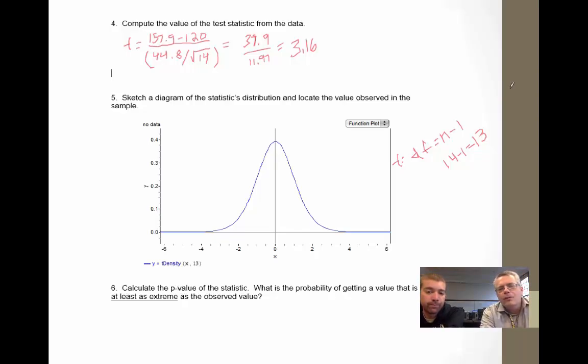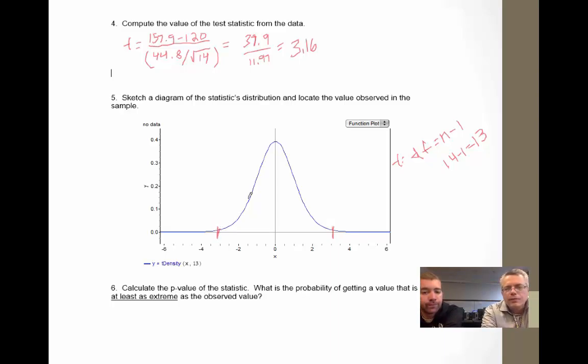So we want to compute the probability that T is greater than 3.16 or less than negative 3.16. This is the same thing we did with two-tailed tests in the past, but we're just going to use the T distribution. And like I said, here's a drawing of the T. Should be around here. Should be about here.